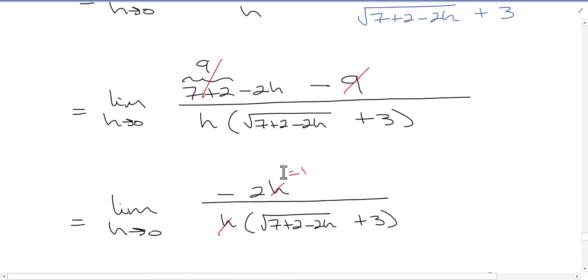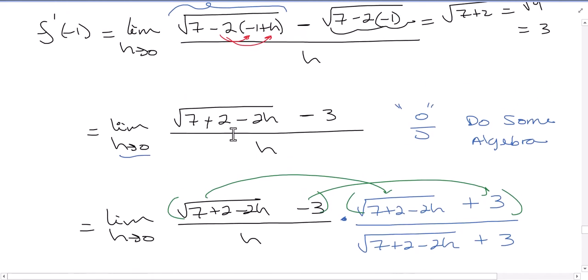So one of the reasons I chose this problem is to illustrate that when you have radicals, the trick is to multiply by the conjugate in order to get rid of the 0 over 0, right? 0 over 0, when you are taking the limit, means do some algebra. With radicals, the algebra to do is multiply by the conjugate.